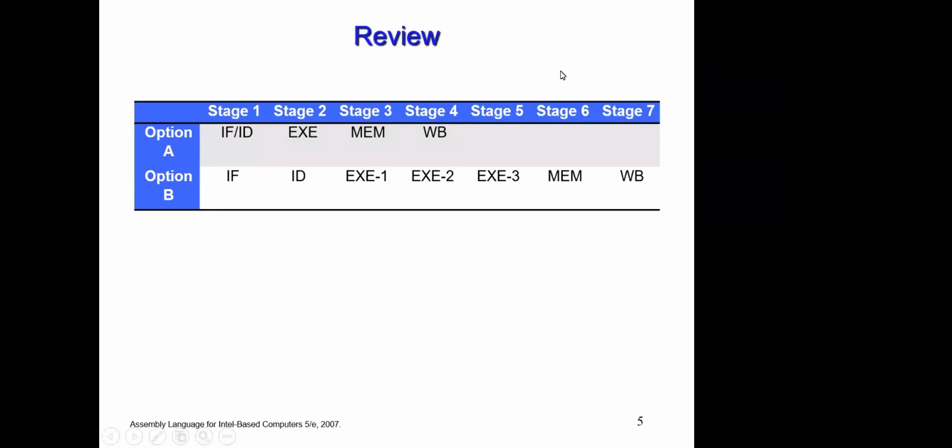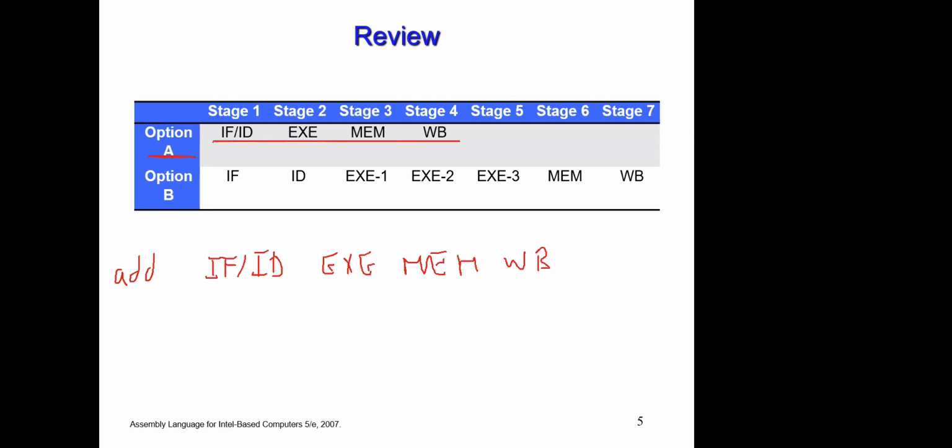So if you have, as an example, option A, and you have an add. Okay, so you have here IF, ID, and then you have execution, and then you have memory, and then you have write back, correct? This is what we have from here. Is that correct? When exactly will the results be available for this add?